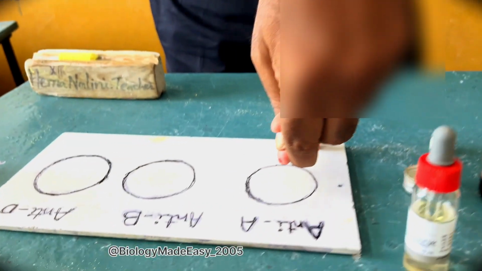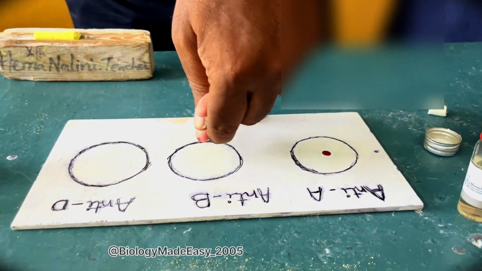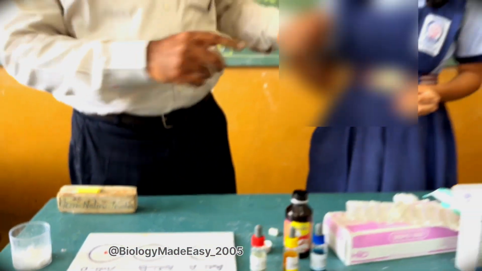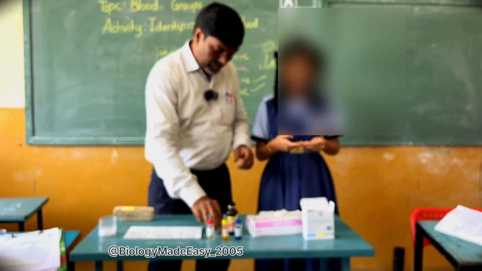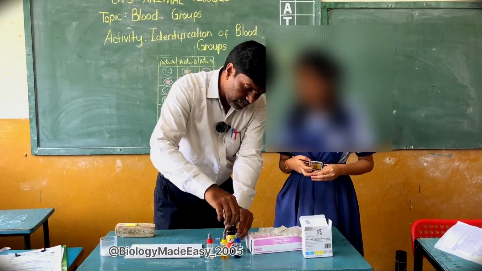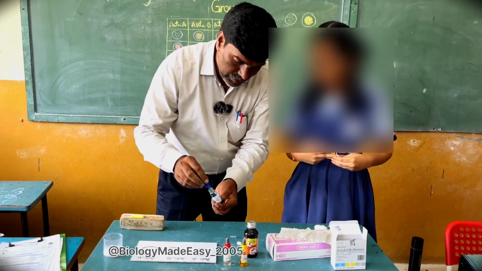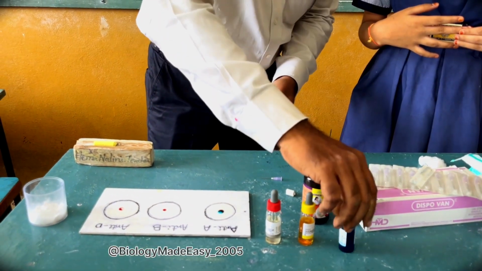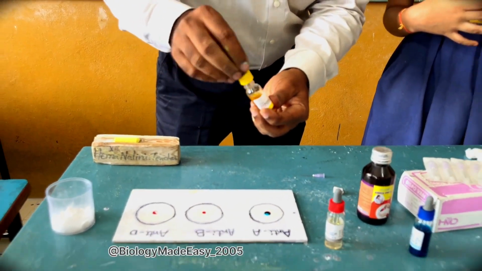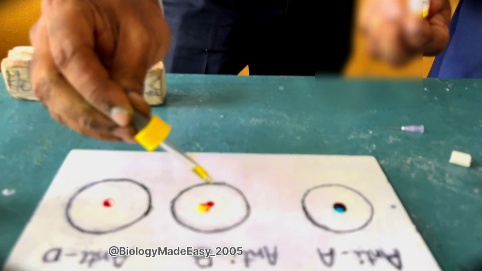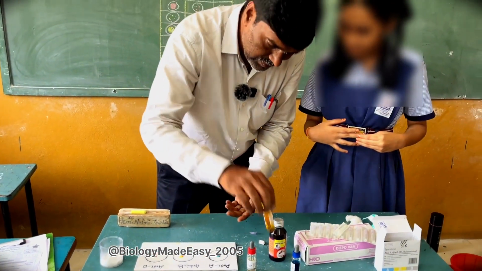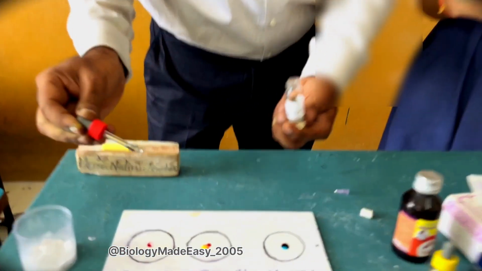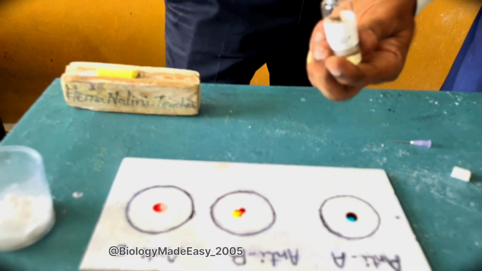Now you collect one drop on the first circle, a second drop on the second circle, and a third drop on the third circle. Now you add a drop of anti-A to the first drop. Next you add a drop of anti-B serum to the second drop of blood, and third, you take anti-D or RH factor serum to the third blood drop.